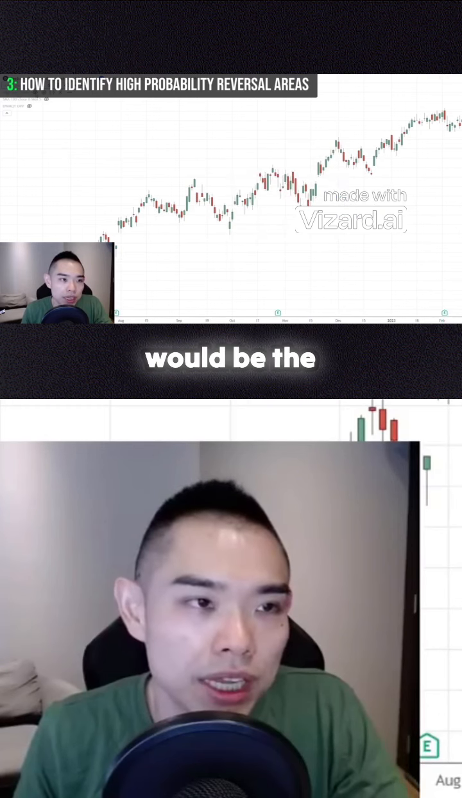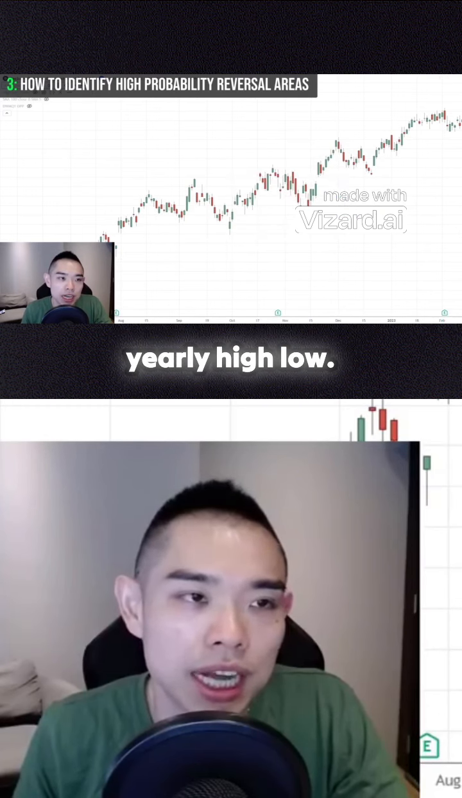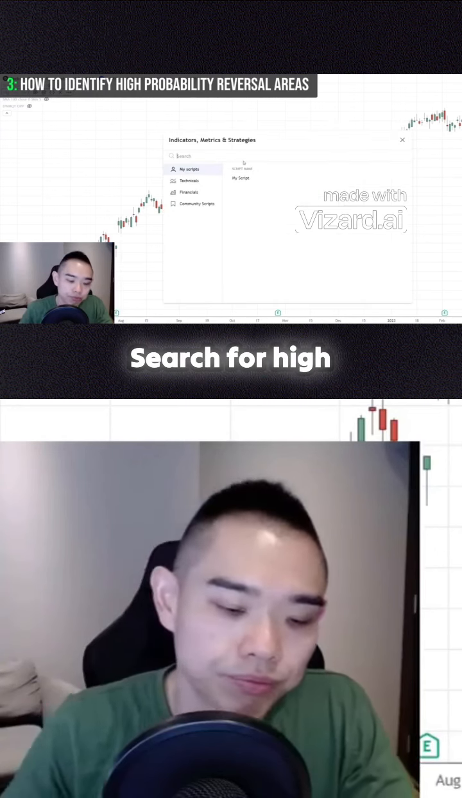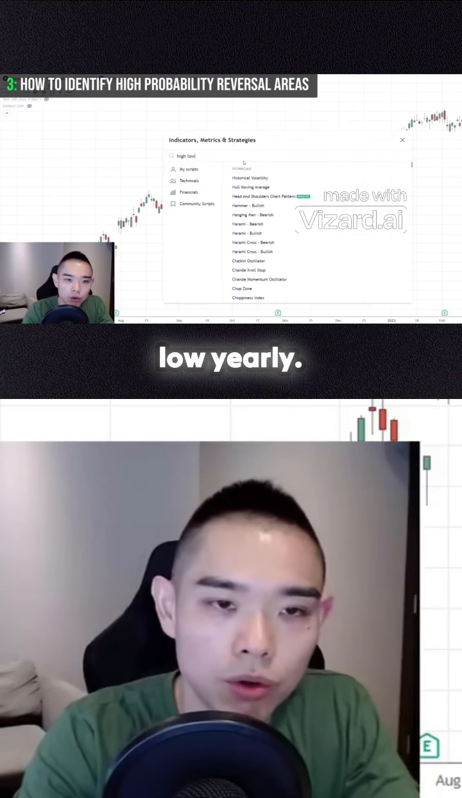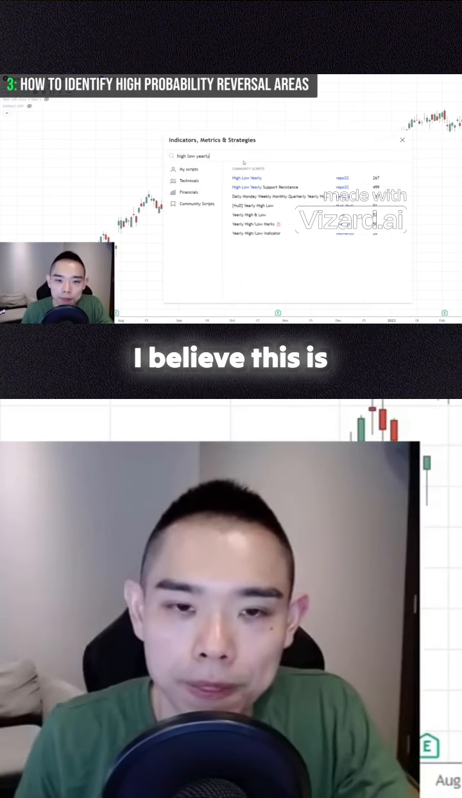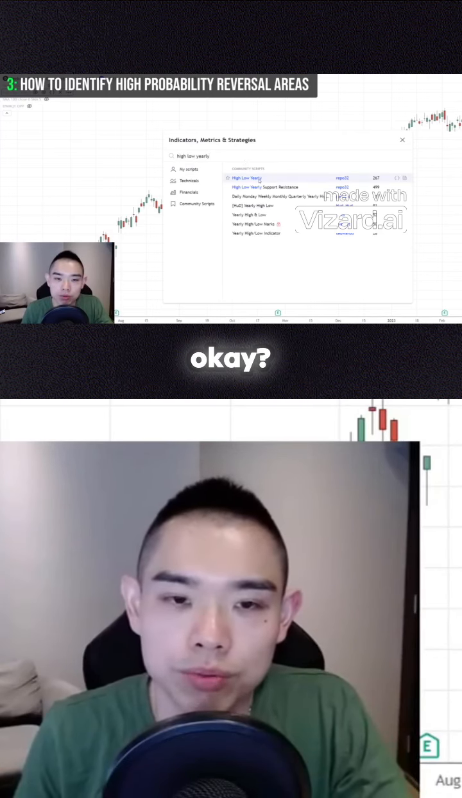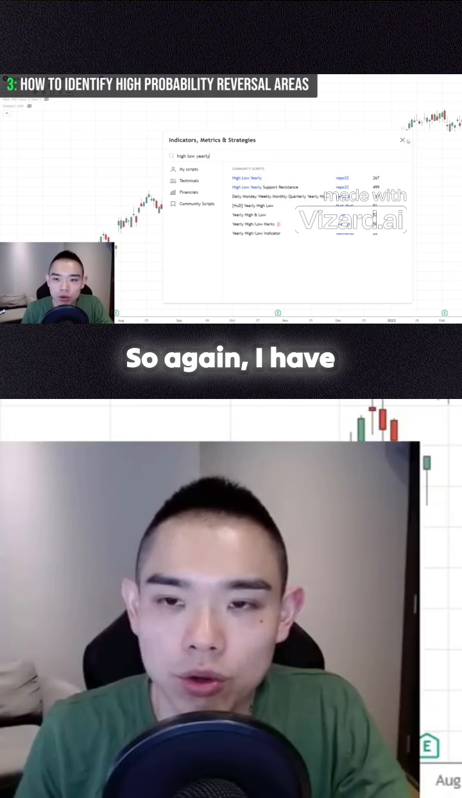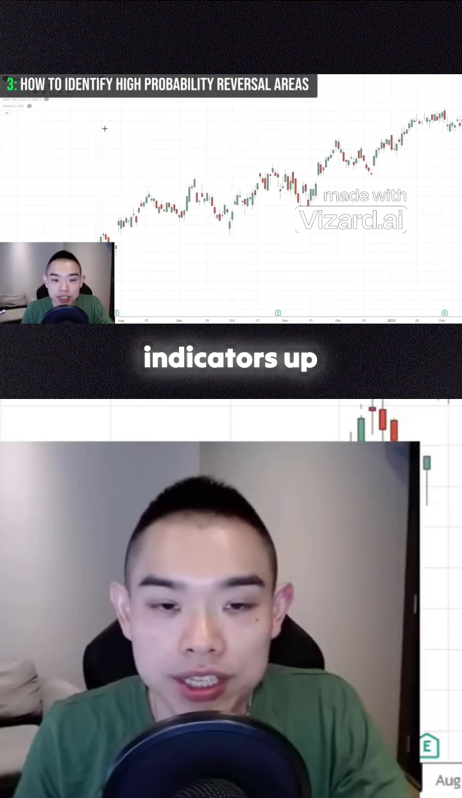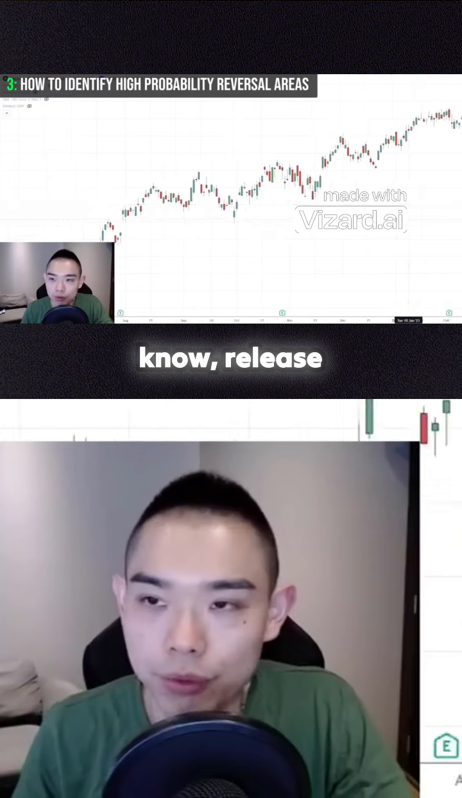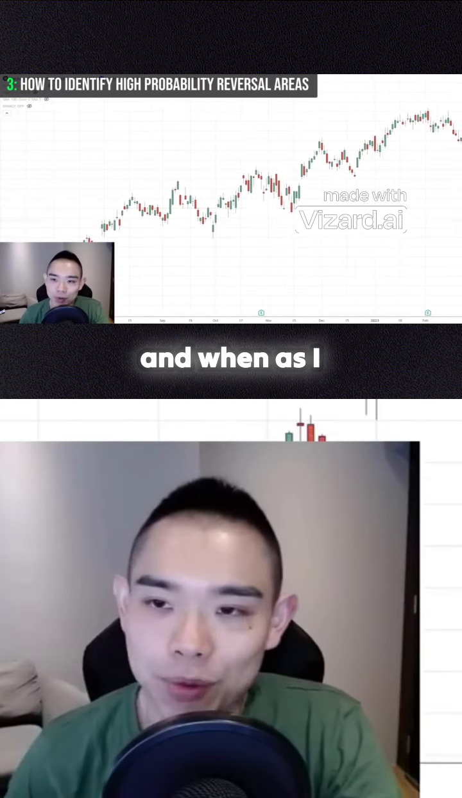The other one would be the previous year high or the yearly high, low, yearly. So you can go to indicators, search for high, low, yearly. I believe this is the one I'm using. It's this one over here by Repo32. Okay, so this is the one. So again, I have all these indicators up already. So I just need to release them, right, on the charts as and when I need to.